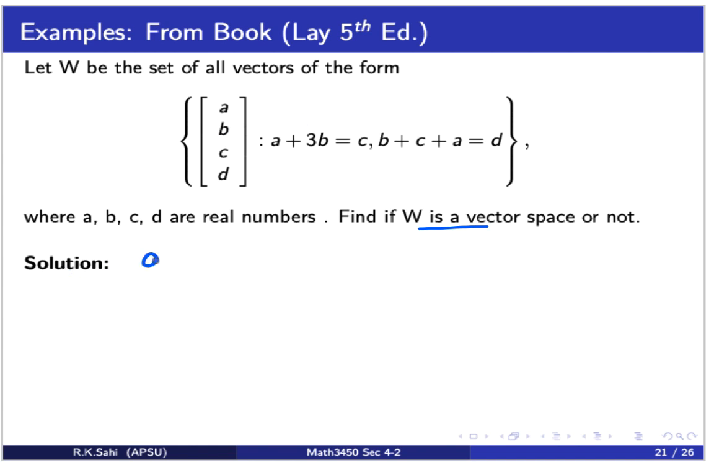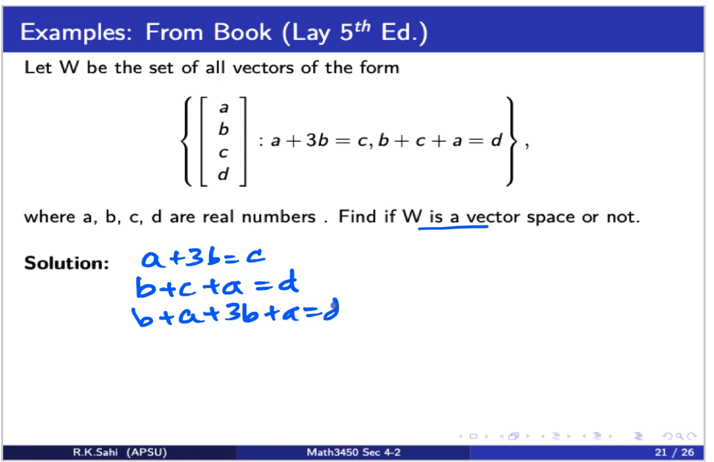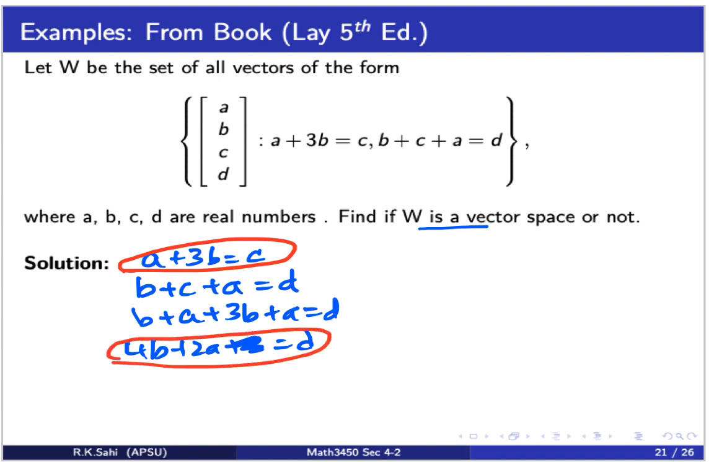We are given A plus 3B to be C. So C can be written in terms of A and 3B. Then I can write D as B plus C plus A is D. In place of C, I can write A plus 3B. What do I get? B plus A plus 3B plus A is D, or 4B plus 2A is D. So one is C can be written in terms of A and 3B, and D can be written in terms of B and A.